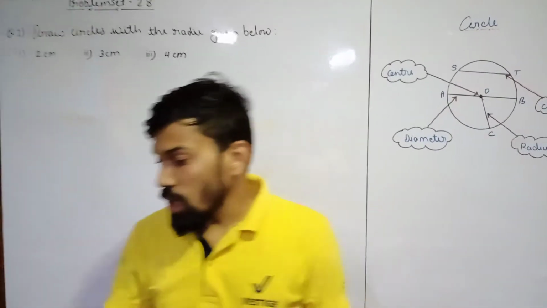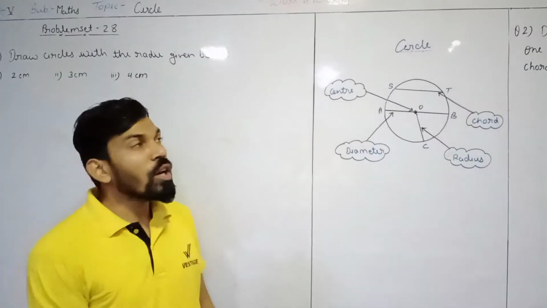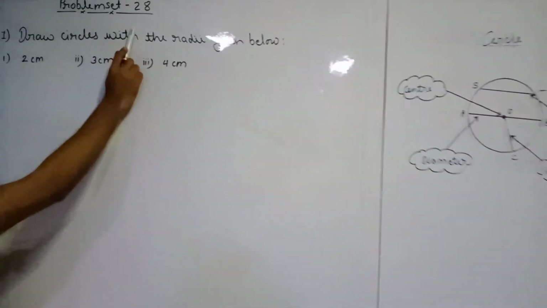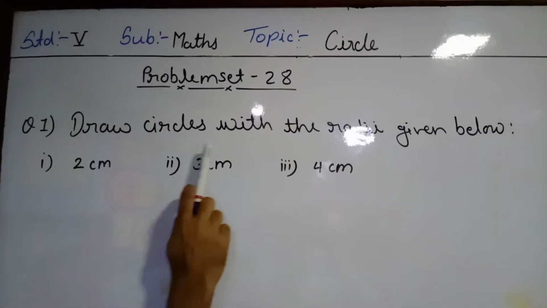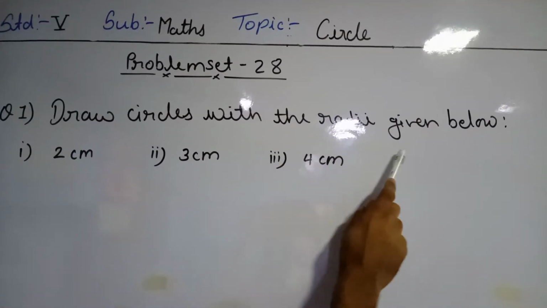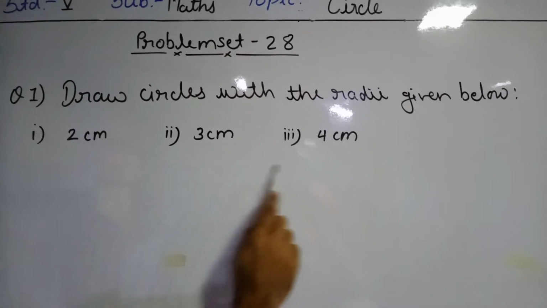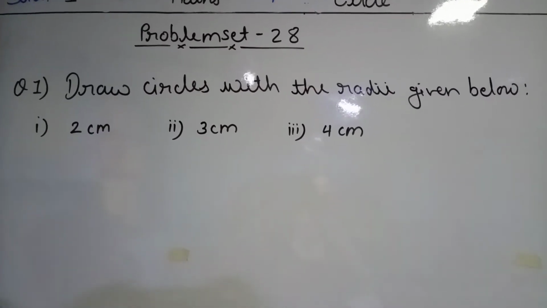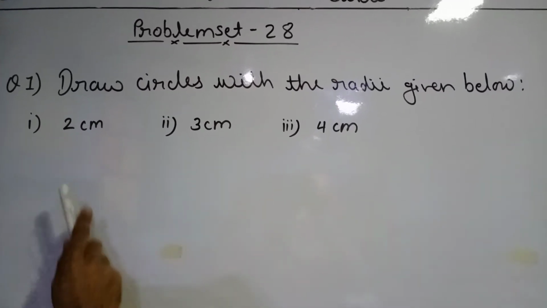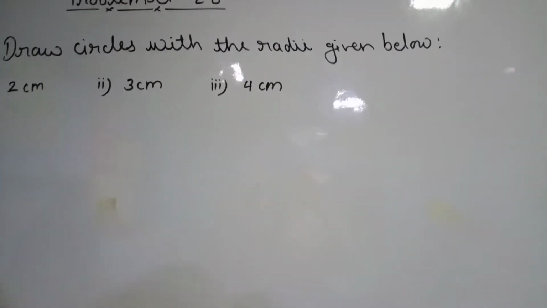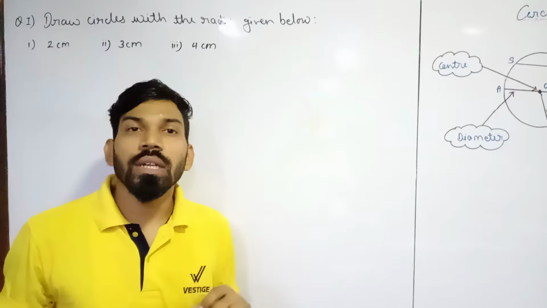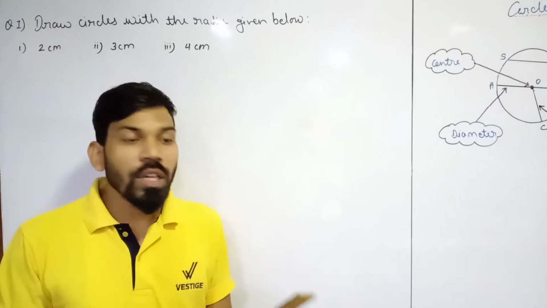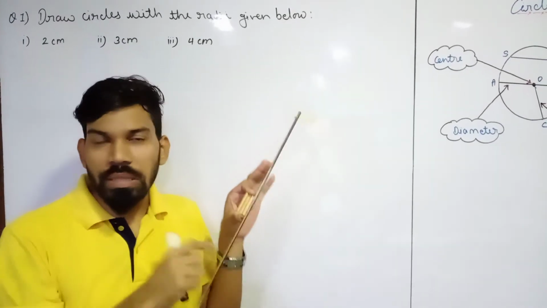Yes. So let's see how we can draw the circle. Here we are going to start problem set number 28. Question number 1. Draw circles with the radii given below. Here we have the radius of a few circles and we want to draw those circles. The first one is 2 centimeter. For making the construction of the circle easier, we should not measure by using the scale each time.